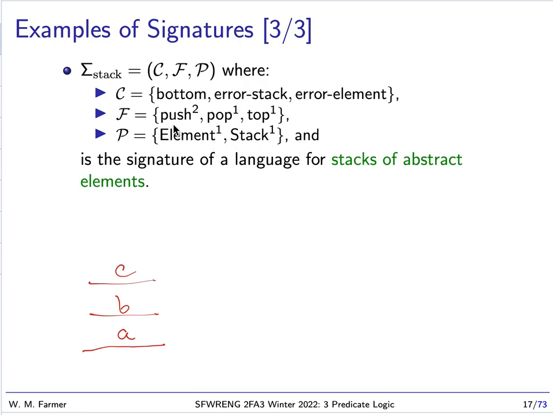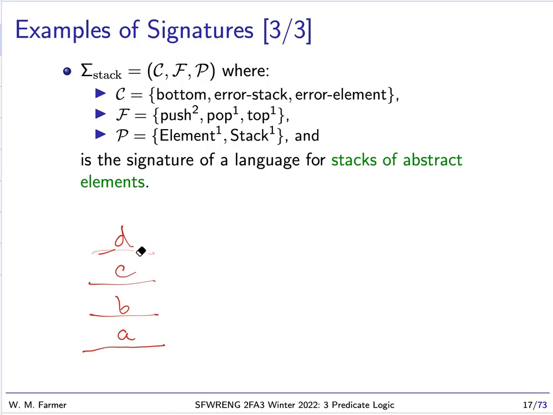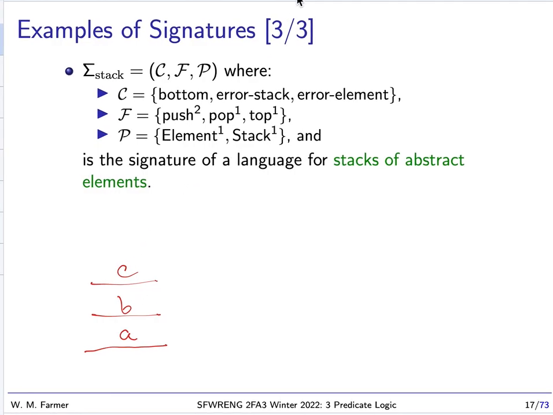And we have functions. Push puts something else on our stack. And then we have pop. Pop takes off what's on top of the stack and gives us back a stack. And top gives us the top element of the stack. And then we have some constants. We have bottom, that's the starting point, a stack that has nothing on it.